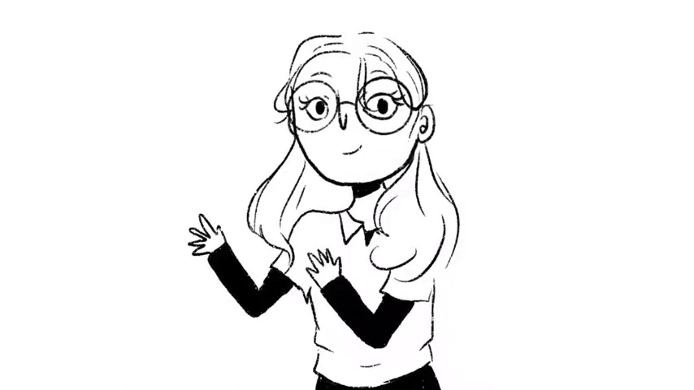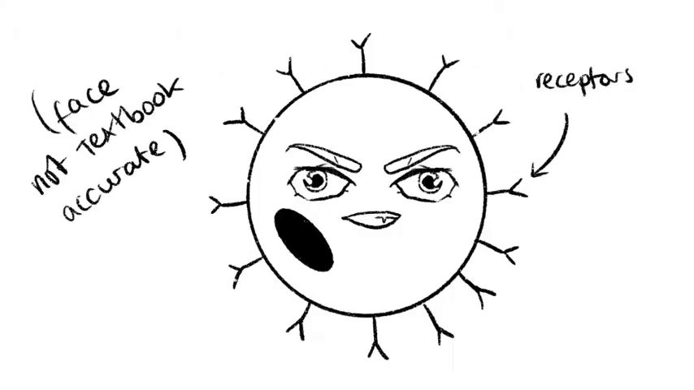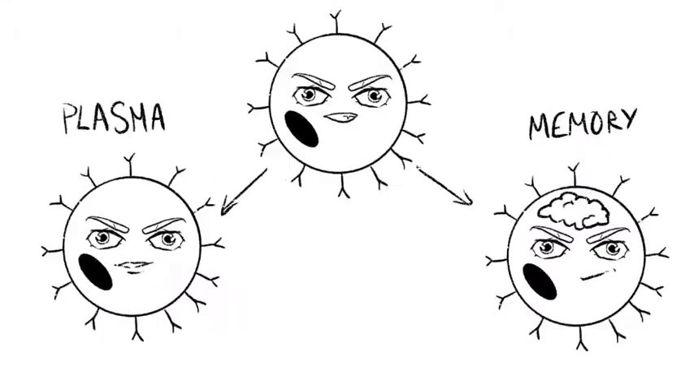Brill! Let's get started. First off, we'll look at B cells or B lymphocytes, specifically within the humoral response. They're white blood cells and they all look a little something like this. When B cells are stimulated by helper T cells, they can then differentiate into two different types of cells, plasma cells and memory B cells.